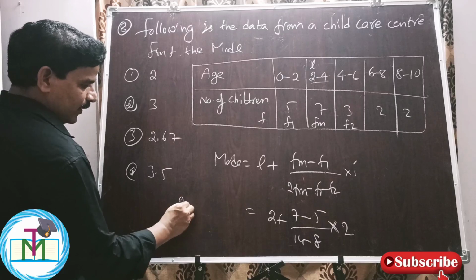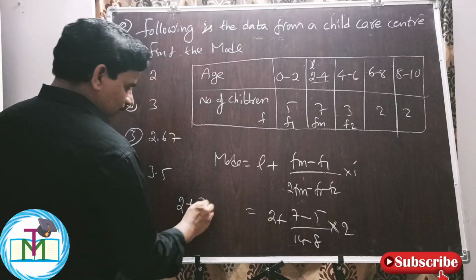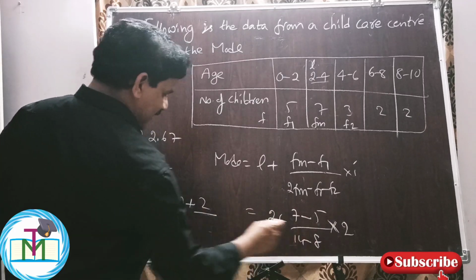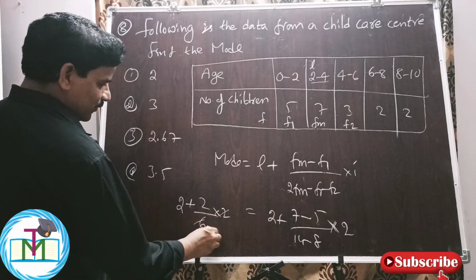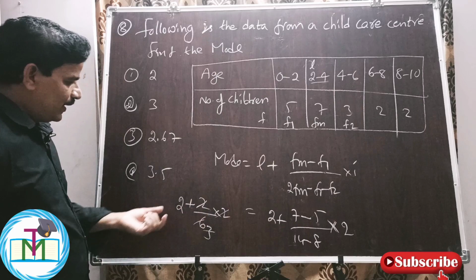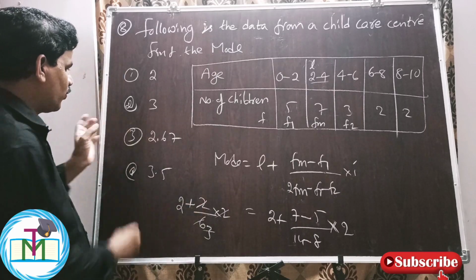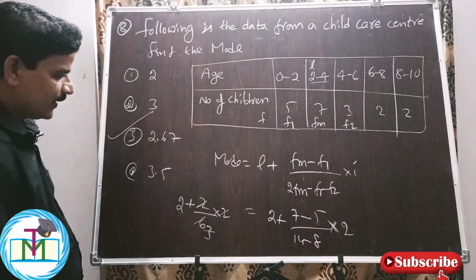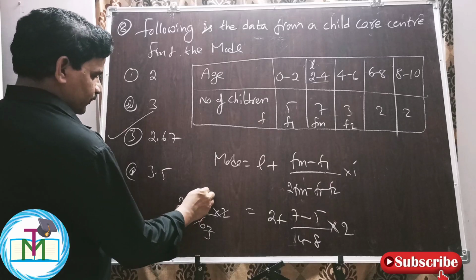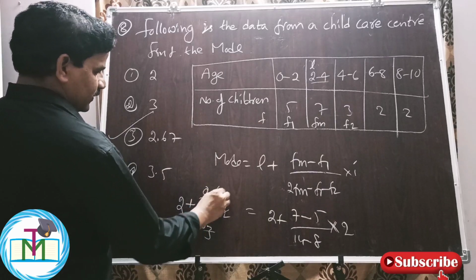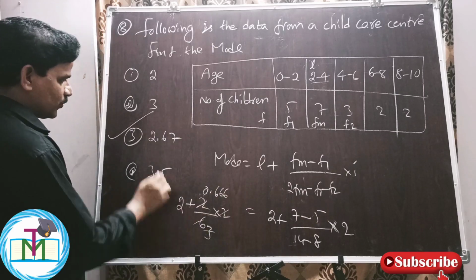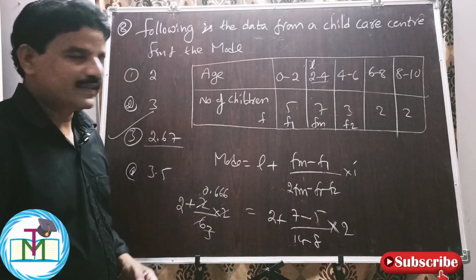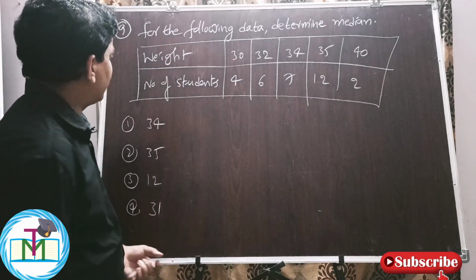Therefore I am simplifying 2 plus 7 minus 5, 2 divided by 14 minus 8, which is what? 6 into what? 2. 2 goes 3 times, 3 goes how many times? Let us see, 2 plus something, which is what? Option 3 is the right answer, or 3 goes almost 0.67. Therefore it can be 0.67 plus 2 is equal to what? 2.67.